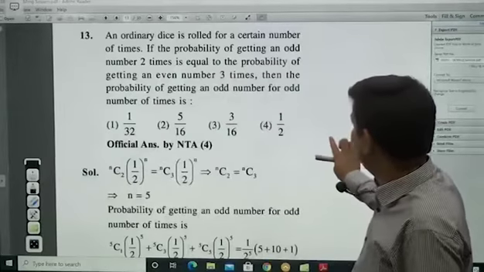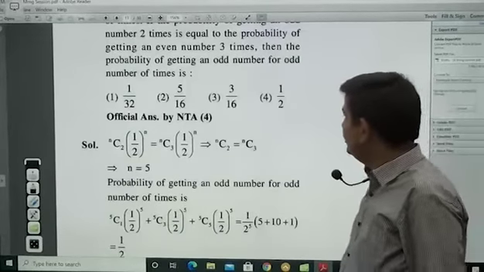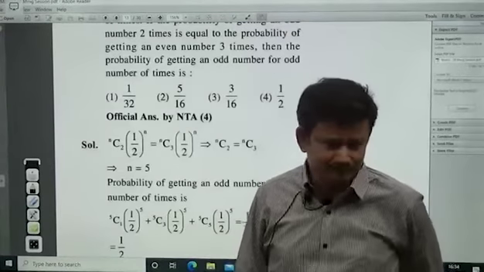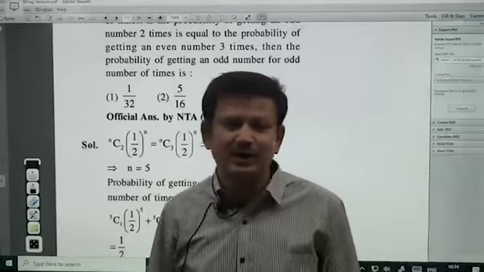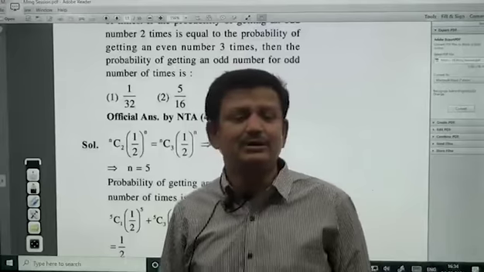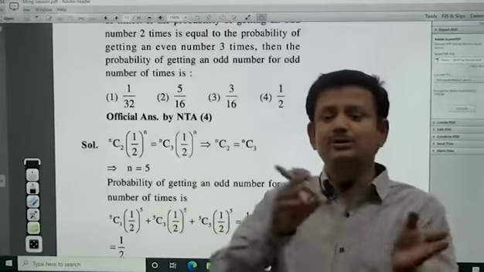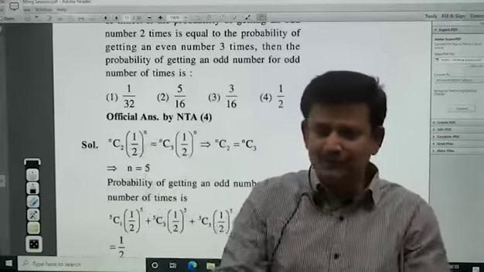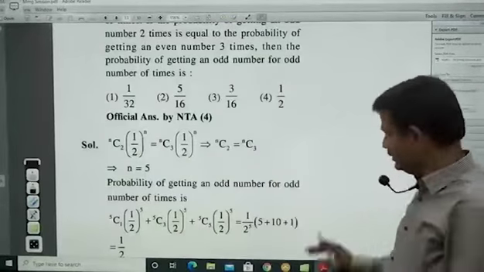N is 5. So what is he asking? Probability of getting an odd number of times. In 5 times when you are rolling, what all possibilities are there? Odd number of times: 1 time, 3 times, 5 times. So 5C1 into 1 by 2 power 5 plus 5C3 into 1 by 2 power 5 plus 5C5 into 1 by 2 power 5. 1 by 2 power 5 if you take common, it is 5C1 plus 5C3 plus 5C5. Simple calculation, get the answer.